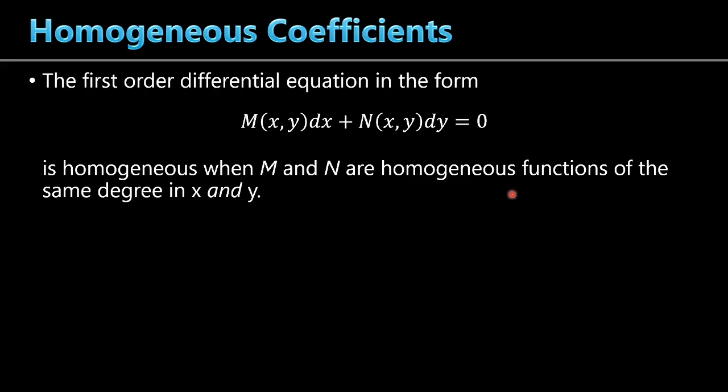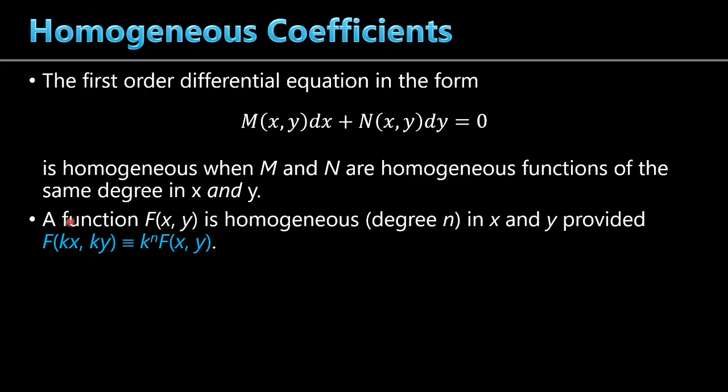So, when is a function said to have homogeneous degree in x and y? A function f(x,y) is homogeneous, having degree n in x and y, provided that f(kx, ky) is identical to k raised to n times the original function f(x,y). If this relation is satisfied, then we can say that the function f(x,y), or these coefficients, are homogeneous, having a degree n.